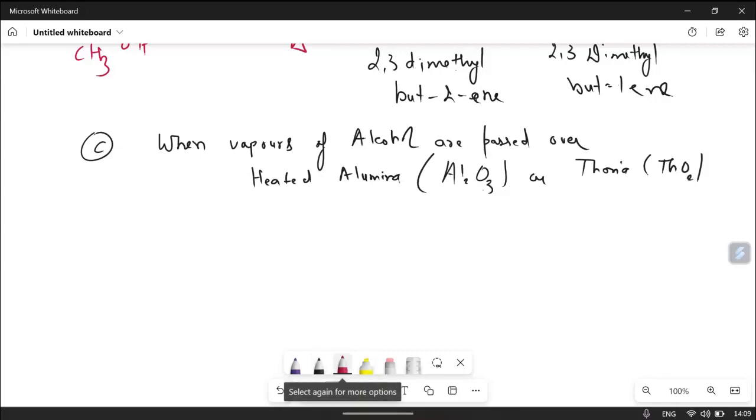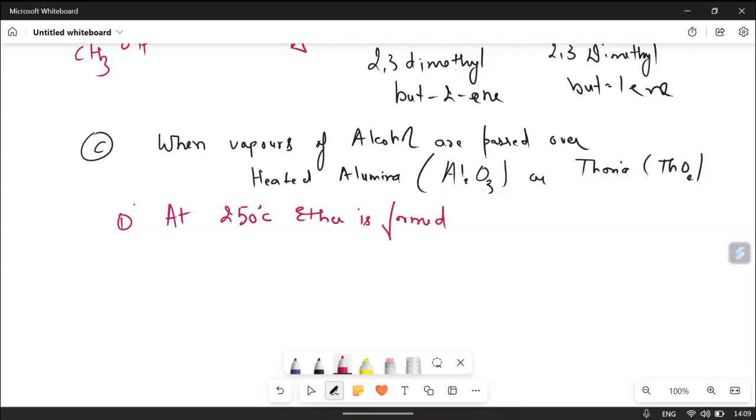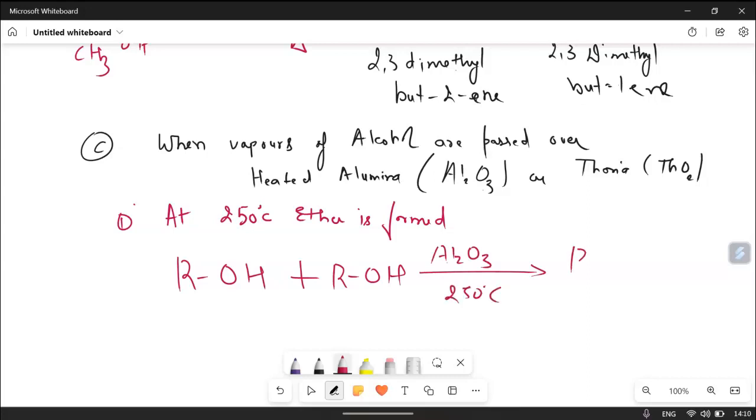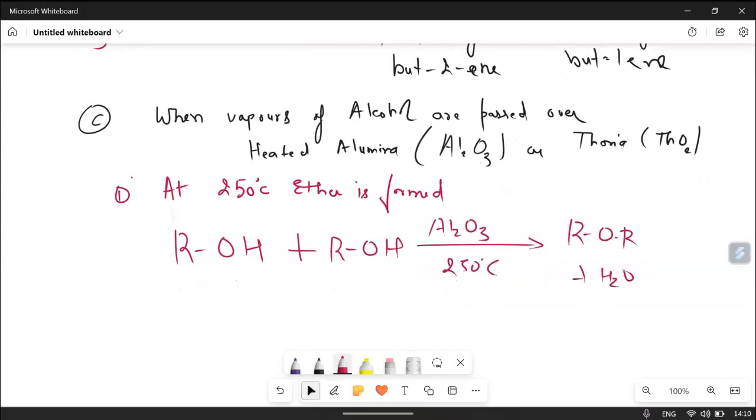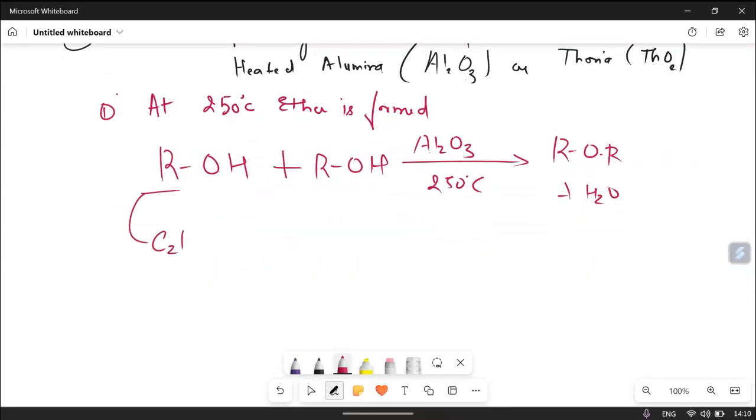Let's discuss this reaction first. At 250 degrees Celsius, ether is formed. In this reaction at 250 degrees Celsius, what will be formed? Ether. Suppose ROH is here, it is treated with ROH, two molecules of ROH, in the presence of Al2O3, at a temperature of 250 degrees Celsius. It will directly give ROR plus H2O. So R can be C2H5. Write down the example related to it. It will form C2H5OC2H5.